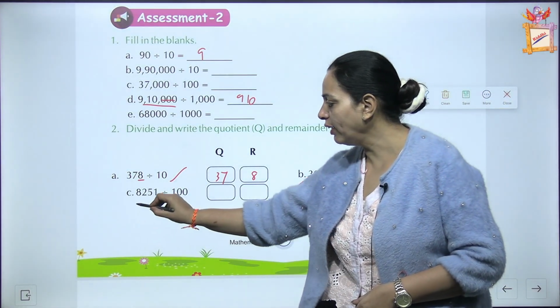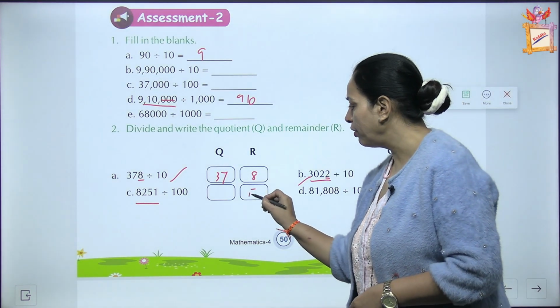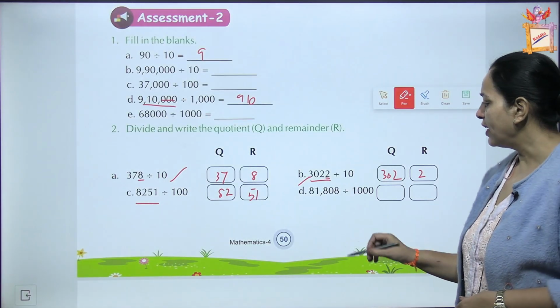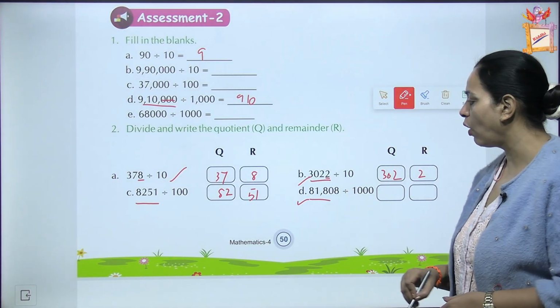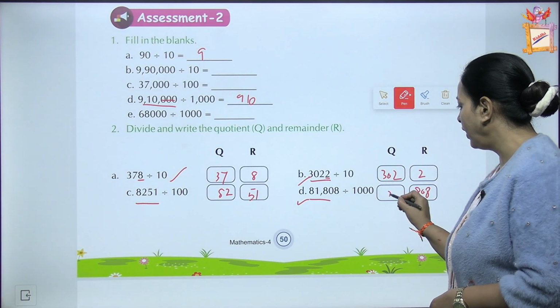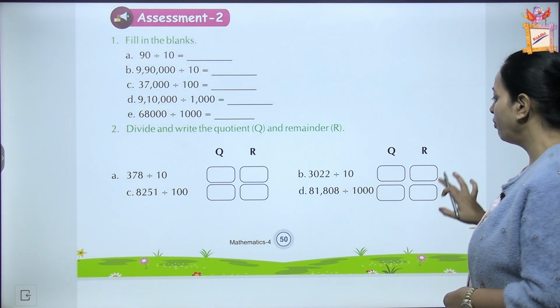C part, 8251 divided by 100. So 51 remainder, 82 quotient. Okay, similarly D part is 81808. So 808 is remainder and 81 is the quotient. So very easy, very interesting.